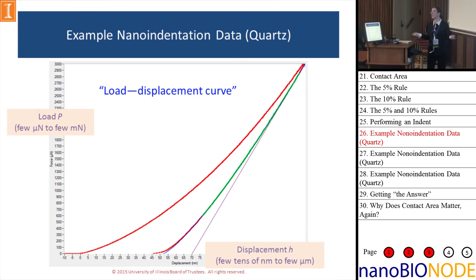This is what the data look like. This is a load displacement curve. For nanoindentation, the loads are in the micronewton to millinewton range, and the displacements are usually in the tens of nanometers to microns range.